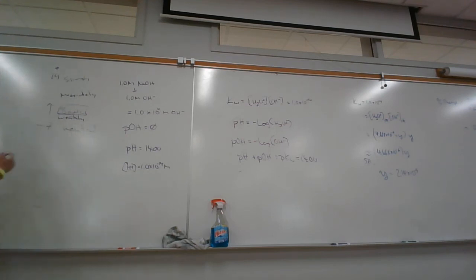Okay, on the other end of the spectrum, we have acidic solutions. And so over here, we'll have weakly acidic, moderately acidic, and strongly acidic. Strongly acidic will have pHs of 0 or less.